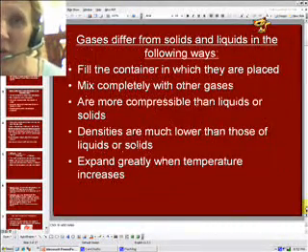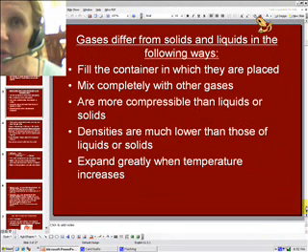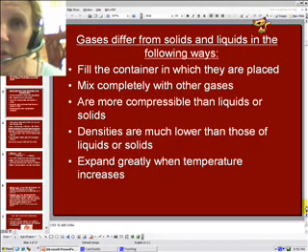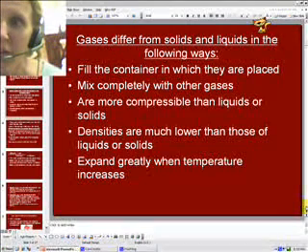Gases, however, which is what we're studying in Unit 1, differ from solids and liquids in the following ways. They fill the container in which they're placed, mix completely with other gases, and are more compressible than liquids and solids. In fact, they're extremely compressible. Densities are much lower than those of solids or liquids, and they expand greatly when temperature increases. You'll find that out in this week's lab, which is really fun.